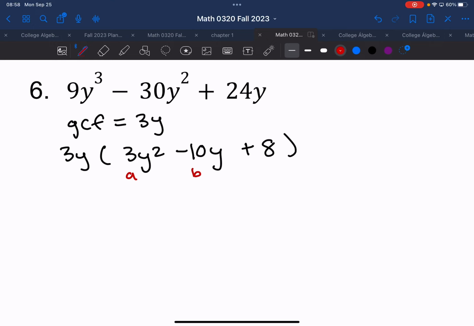Now, just looking at the inside terms, I'm multiplying my a times c. What is a times c in this case? 3 times 8, which gives us 24. And our b value is 10 or negative 10? Negative 10. Always include that sign in front of it.